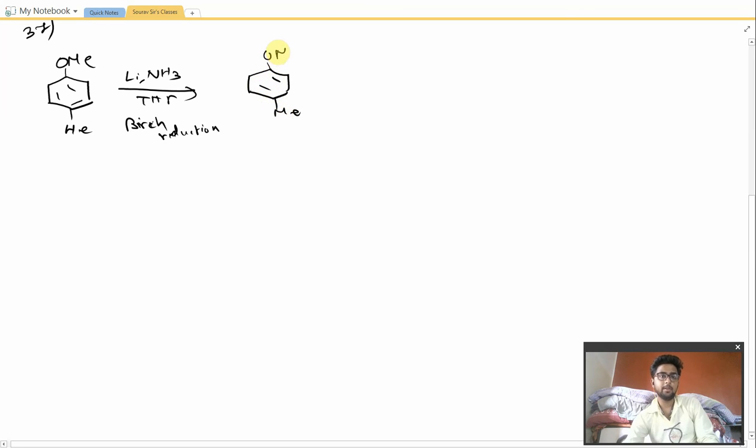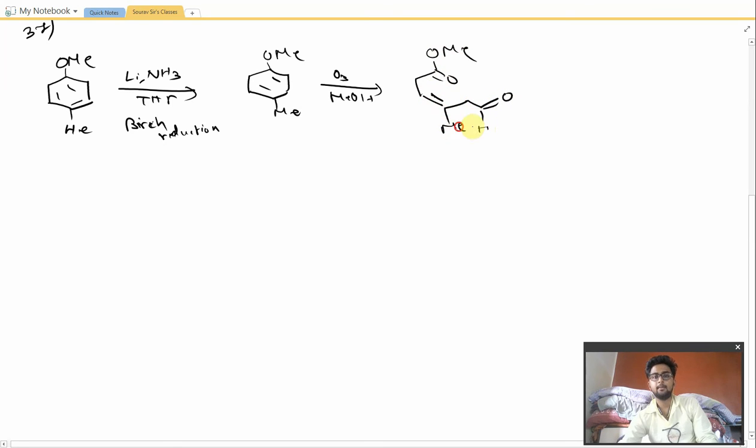Now we give O3, MeOH. Ozonolysis occurs, and one of the double bonds breaks, giving us double bond O on each side. Here it is OMe, and this one would be formed. In the next step we give NaBH4, EtOH. NaBH4 would reduce this aldehyde group into the alcohol group.